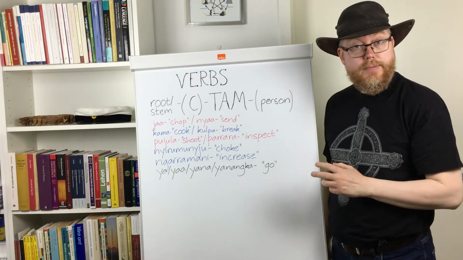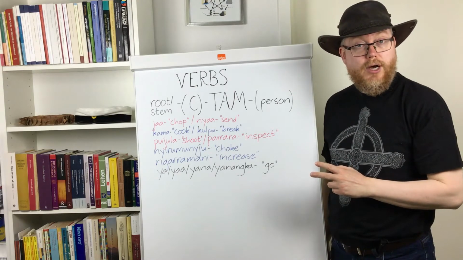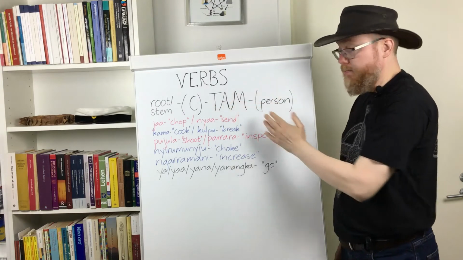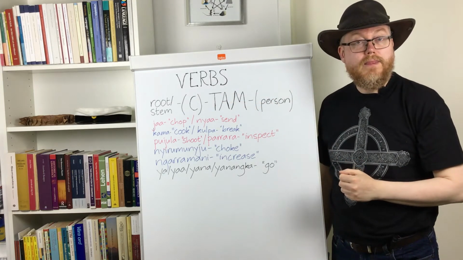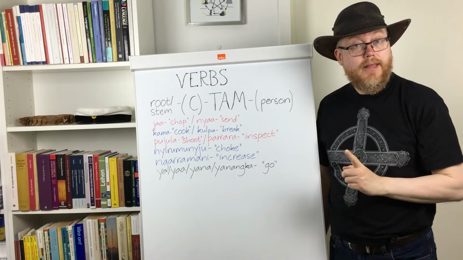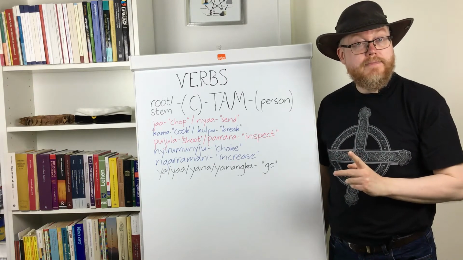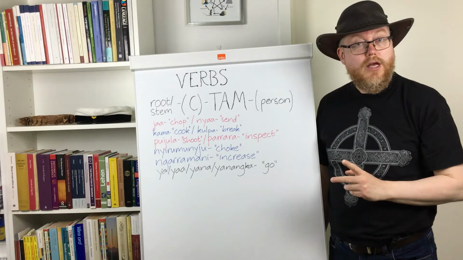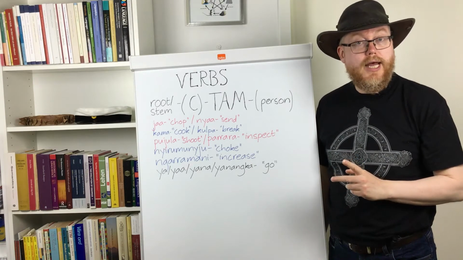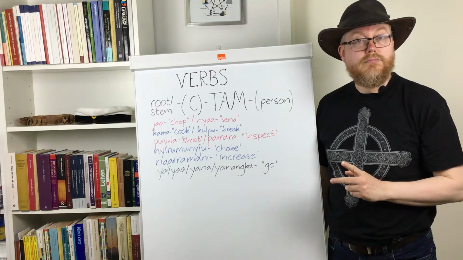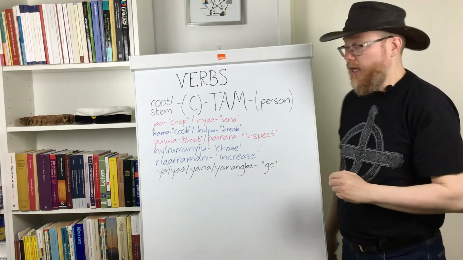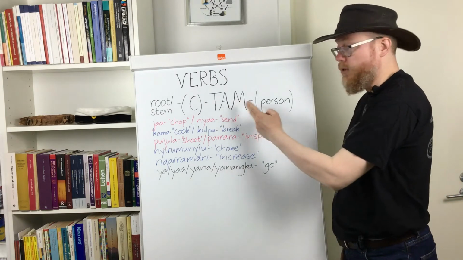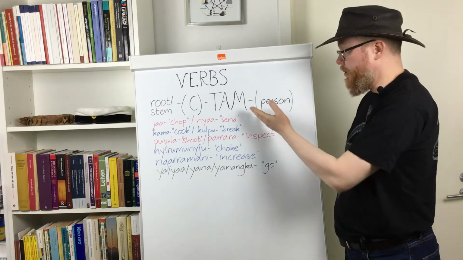Then, after the possible conjugation marker, we get tense, aspect and mood marking. And what is that? I will get back to that. And I'm feeling somewhat tense about introducing aspect and mood. Anyway, moving on. After tense, aspect and mood comes person marking.